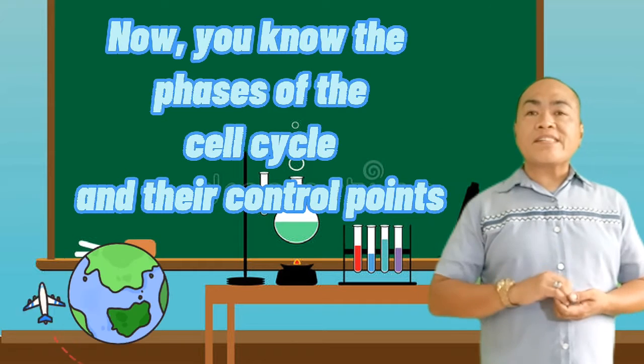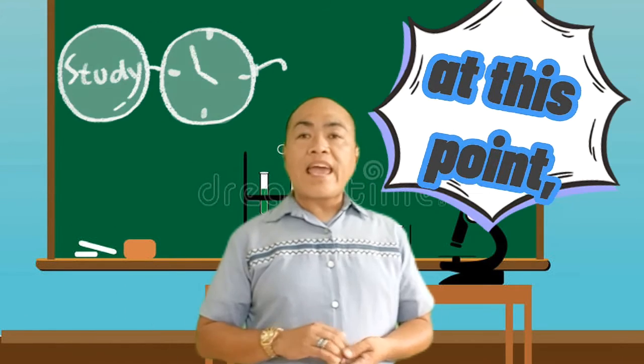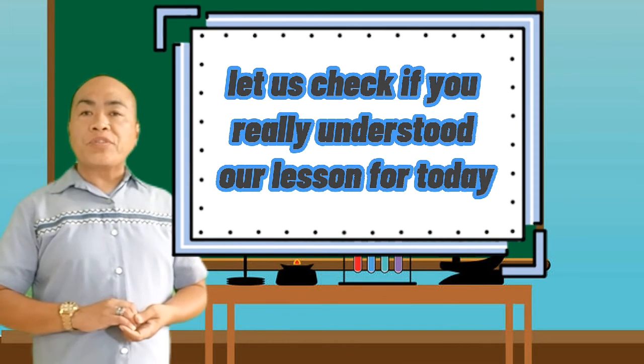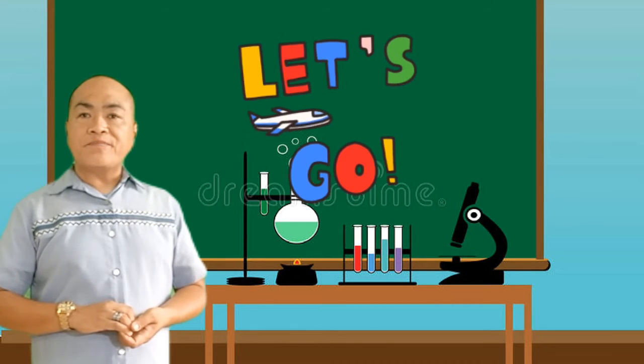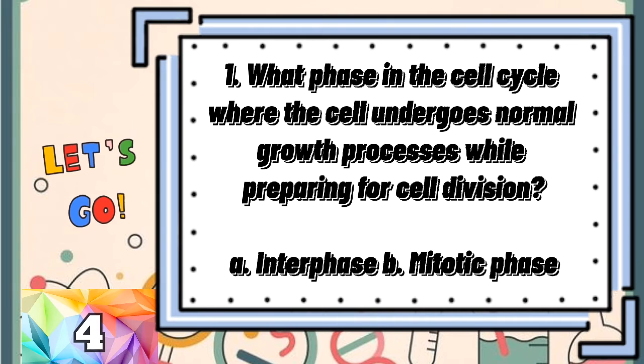Now you know the phases of the cell cycle and their control points. At this point, let us check if you really understood our lesson through a multiple choice activity. Number 1. What phase in the cell cycle is where the cell undergoes normal growth processes while preparing for cell division? A. Interphase. B. Mitotic phase.